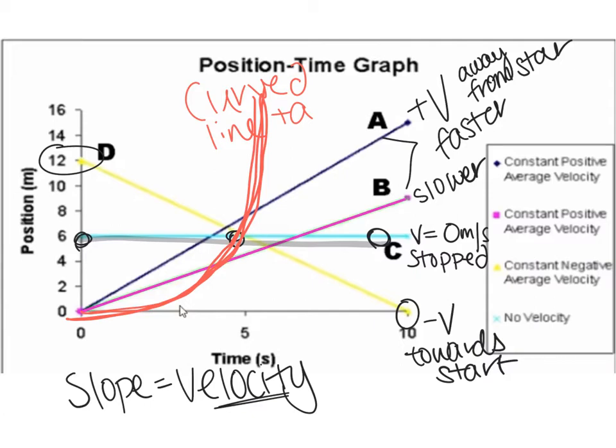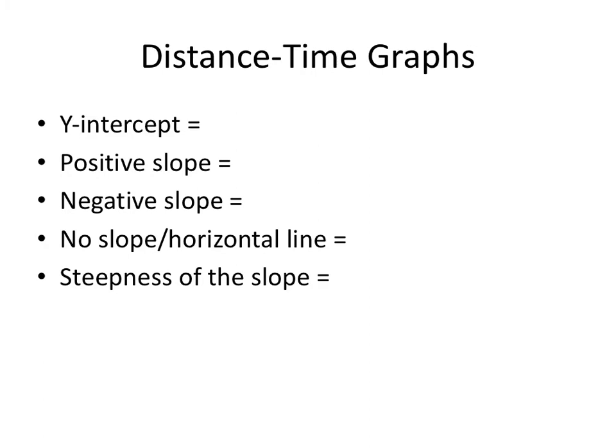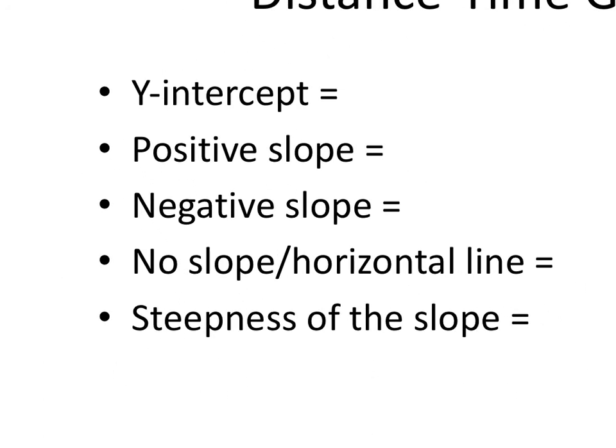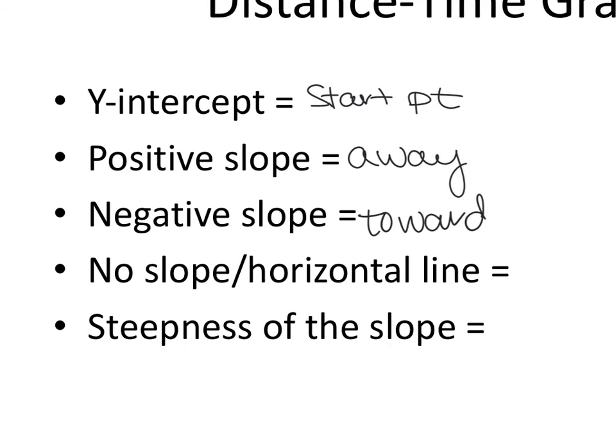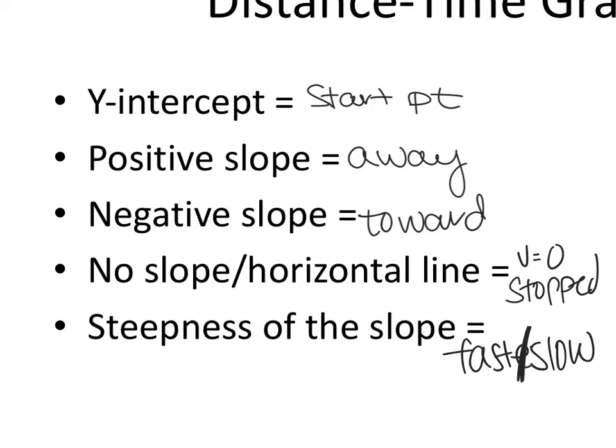Okay. Take a look here. My y-intercept, what does my y-intercept tell me then? It tells you where you started. Yes, that's where you're starting, your starting point. If I have a positive slope, I'm moving away. Good. If I have a negative, good. No slope or a horizontal line, 0. What's 0 though? The velocity, so I am stopped. Good. The steepness of the line, the steeper it is, the faster. So it's how fast, we'll go fast or slow you are going.